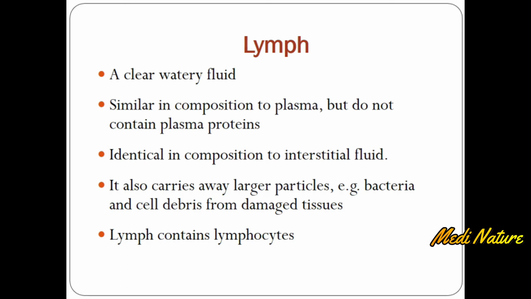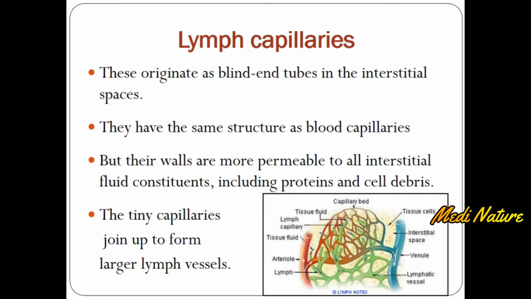Lymph also contains lymphocytes. Now we are going to talk about the lymph capillaries. Lymph capillaries originate as blind end tubes which start from the interstitial space. They have the same structure as blood capillaries, but their walls are more permeable to all interstitial fluid constituents, including proteins and larger particles like cell debris.